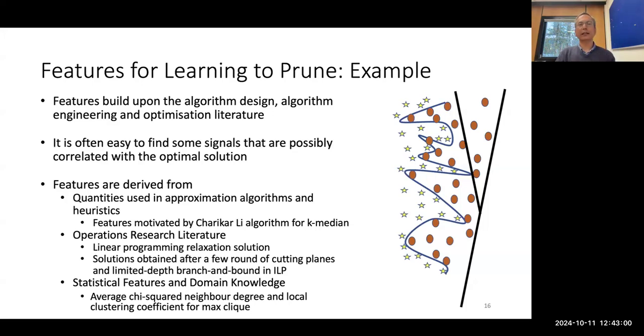And the intuition here is that it is often easy to find some signals that are possibly correlated with the optimal solution, and these can come from related problems that have been well studied theoretically. So the features can be derived from quantities that are used in the approximation algorithms or heuristics. The features can also be derived from operations research literature. For example, the linear programming relaxation is often a very, very useful feature. We can also have some statistical features and some features that capture domain knowledge of the problem.